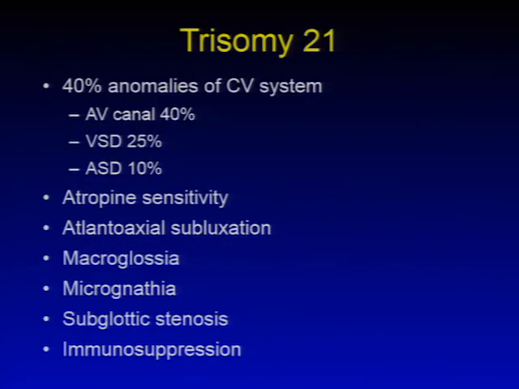Trisomy 21: 40% have abnormalities of the cardiovascular system. Of those, AV canal is 40%, VSD is 25%, and ASD is 10%. These patients are atropine sensitive. Atlantoaxial subluxation is present. Macroglossia, micrognathia, and subglottic stenosis make airway management difficult, and they are also prone to immunosuppression.